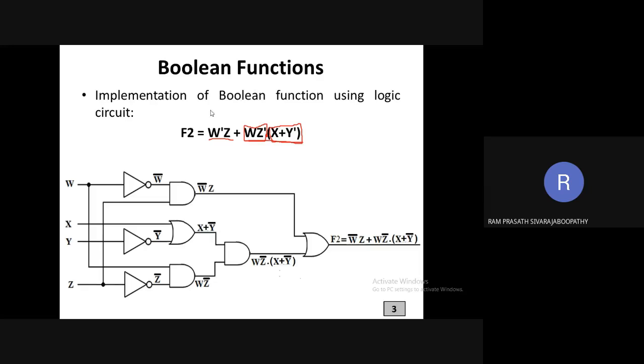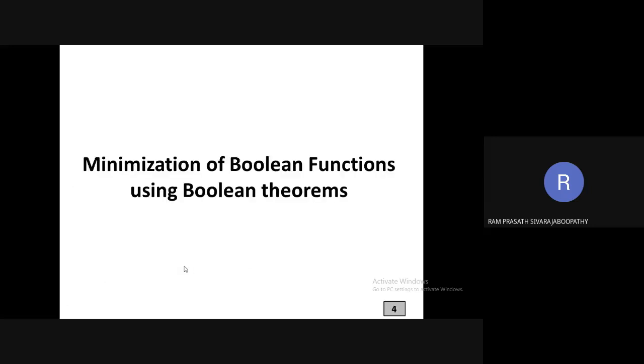So this is the expression. I hope in the last class we have provided. So further the digital circuit is this one. Any doubts? Okay. Fine. So in this class we are going to see a new topic, minimization of Boolean function using Boolean theorem. So for the given Boolean function, we have to minimize it. Let us see how.